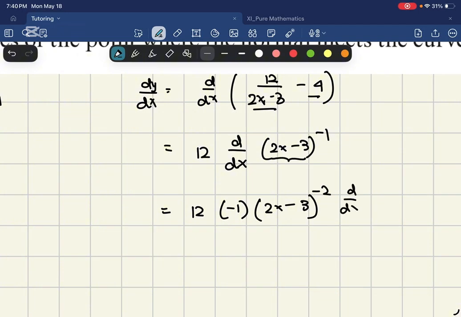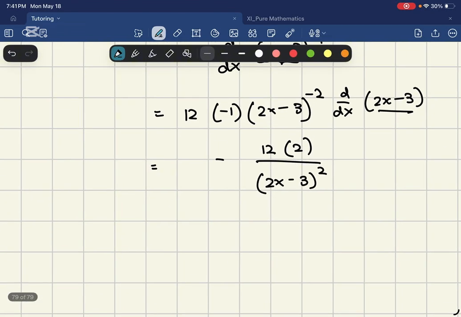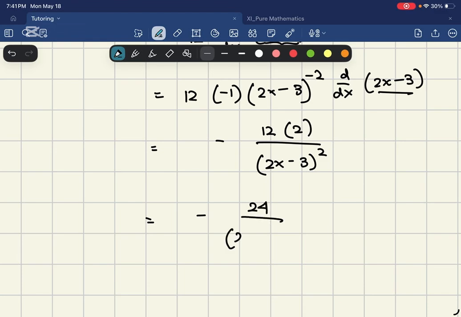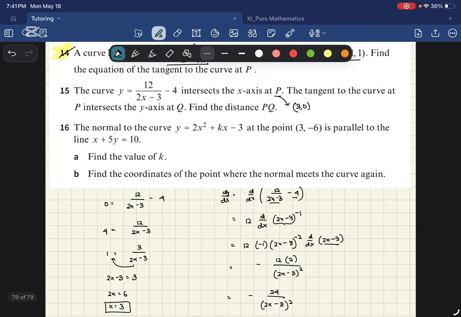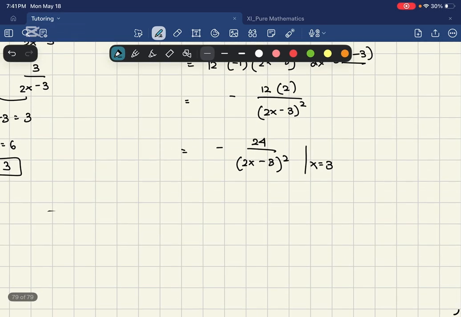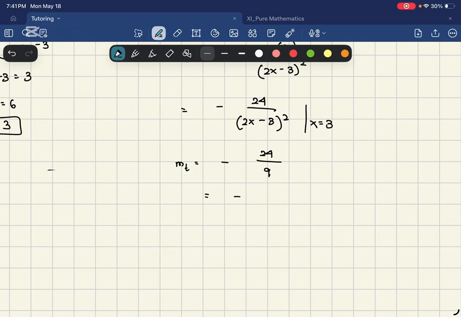So you have to differentiate it again, the inside. And now you get negative 12, times 2, and then in the denominator, you get this expression. So you have negative 24 over 2x minus 3 squared. Alright. And now I need to substitute at P, the tangent to the curve at P. So I need to substitute x is equal to 3. So now the slope of the tangent line is going to be minus 24. If I substitute 3 here, 2 times 3 minus 3 is 3, squared is 9. 9 is just 3 times 3, 24 is 8 times 3. So that is going to be negative 8 by 3.